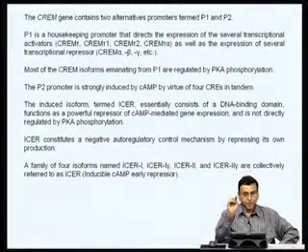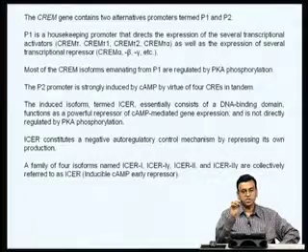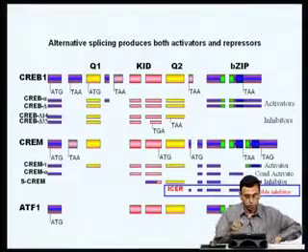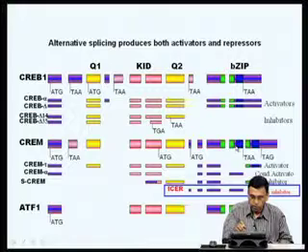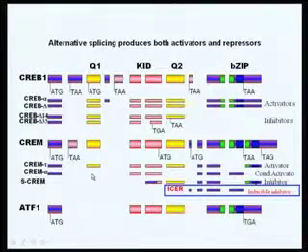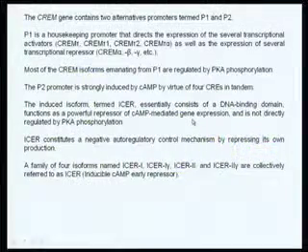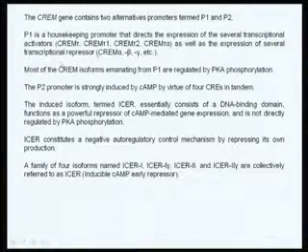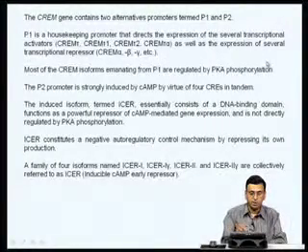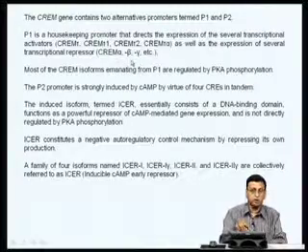Now the CREM gene, which is the cyclic AMP response element modulator, which is schematically shown in the previous slide, is slightly different from CREB in terms of homology, because it does not contain certain domains which are present in CREB. Now CREM is transcribed from two different promoters called P1 and P2. Now P1 is a housekeeping promoter that directs the expression of several transcription activators belonging to the CREM family, namely CREM-tau, CREM-tau1, CREM-tau2 and CREM-tau alpha, as well as the expression of several transcription repressors like CREM-alpha, CREM-beta and CREM-gamma.